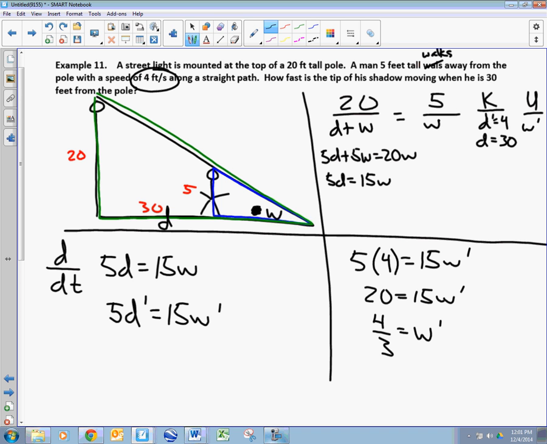What does 4/3 represent? It is a rate. It's the rate at which his shadow, the tip of his shadow, is moving away from him. But he is moving.